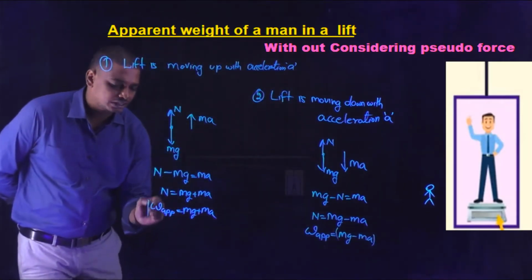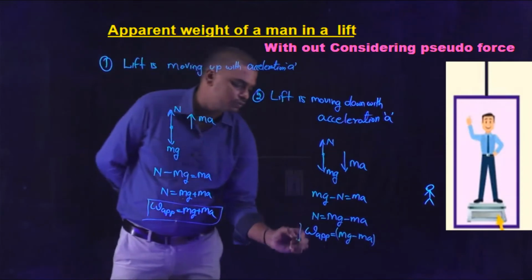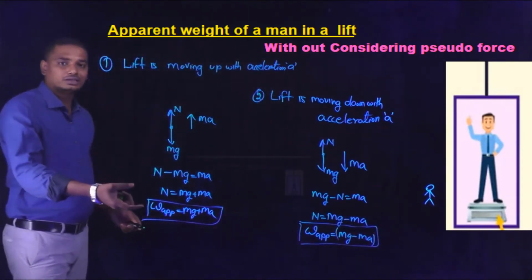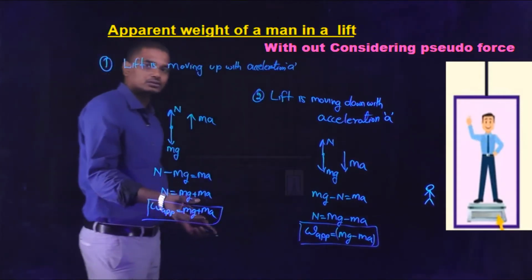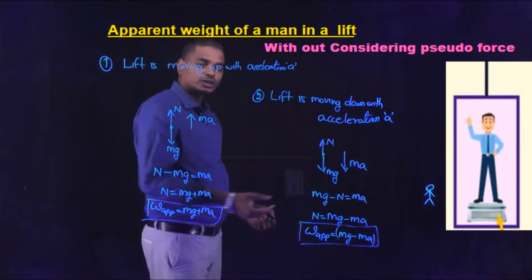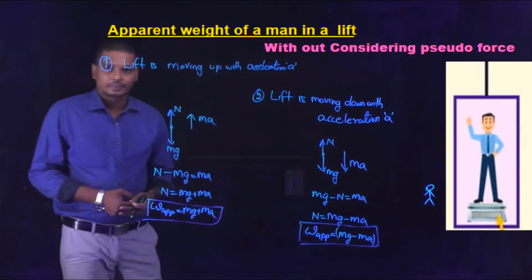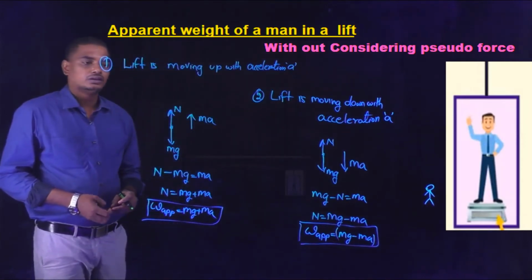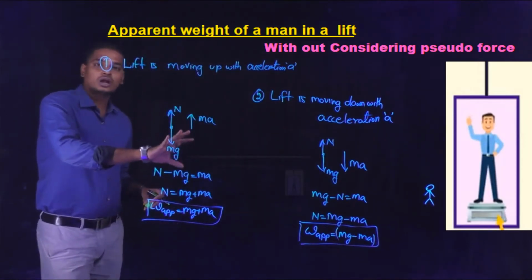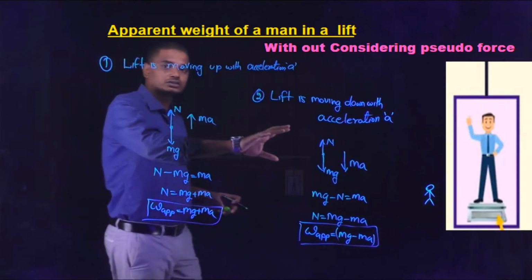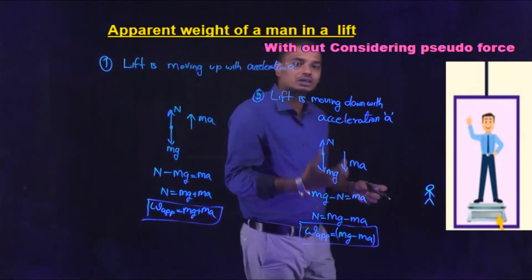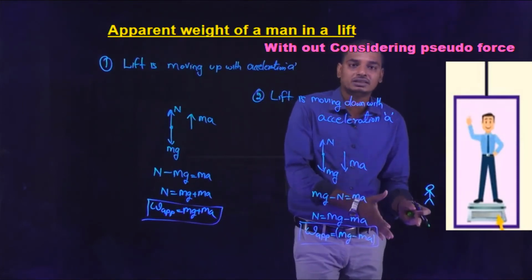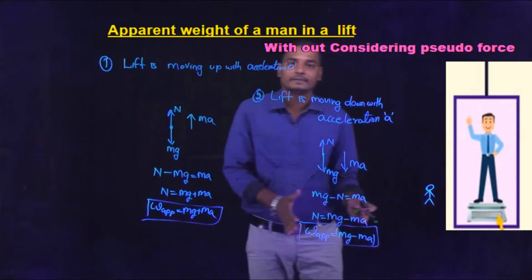In both cases, you can observe that when the lift is moving upwards with an acceleration a, the apparent weight of the body is increased compared to the actual weight. Similarly, when the lift is moving downwards with an acceleration a, the apparent weight is less than the actual weight of the person. So this problem is solved without considering the pseudo force. That is, the frame of reference we have considered is an inertial frame of reference, as the person is outside the lift and is at rest.